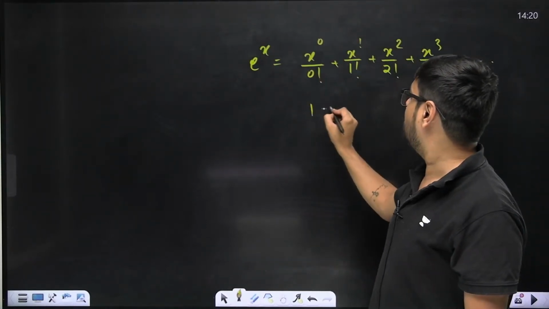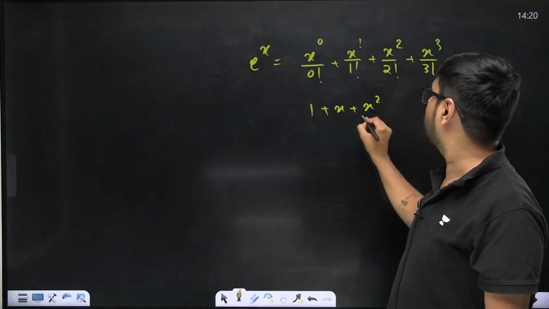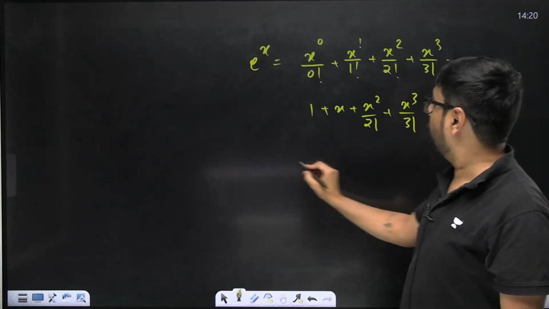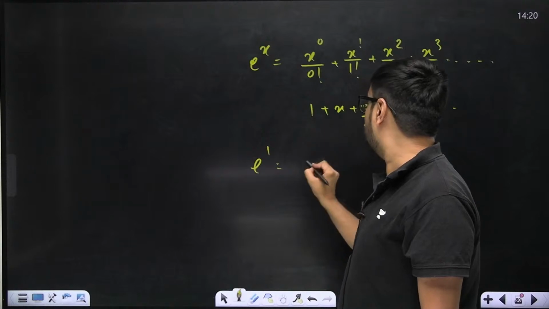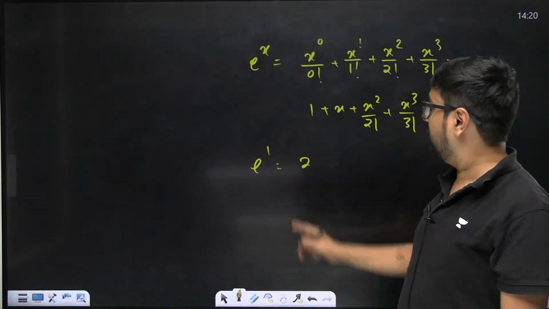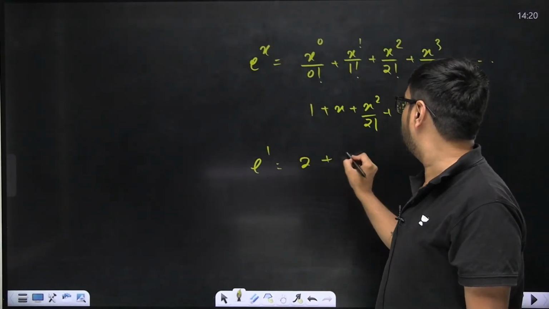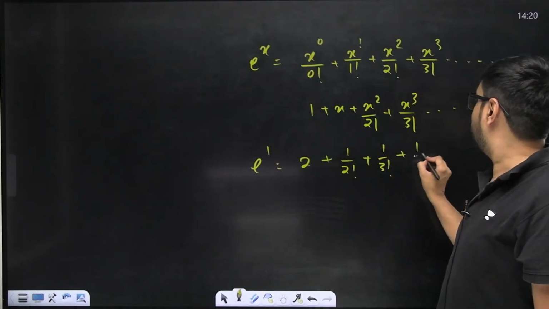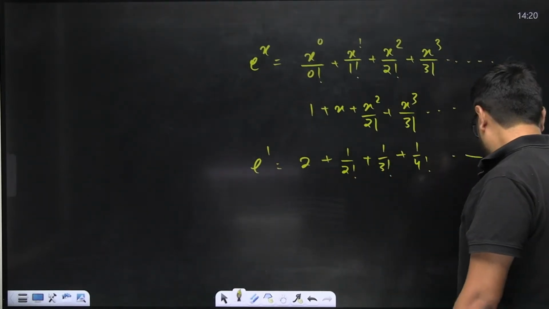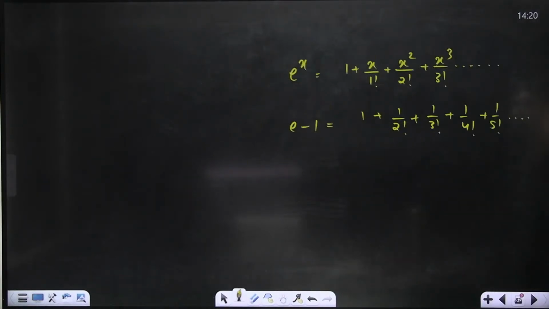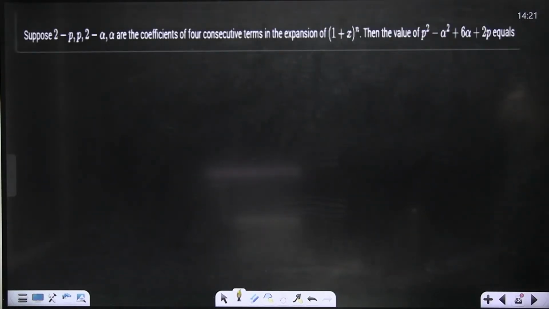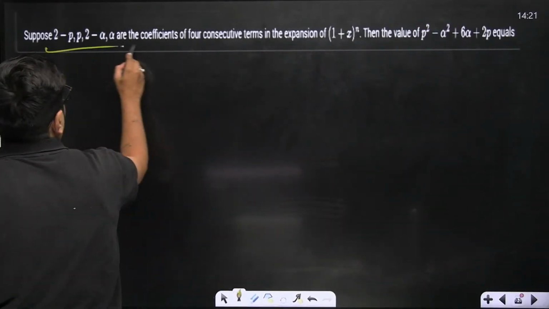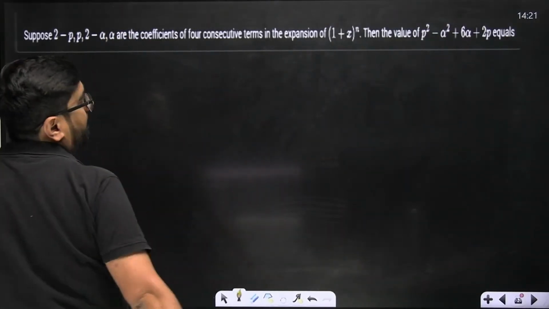So this will come as 1 plus x square by 2 factorial plus x cube by 3 factorial, like this. If you put e to the power 1, x is equal to 1, then it will be 1 plus 1, that is 2, plus 1 by 2 factorial plus 1 by 3 factorial plus 1 by 4 factorial, like this. This expansion is very important. Other questions have also come on the basis of this. Suppose this question had some problem, I remember.